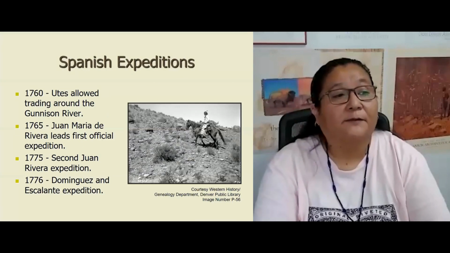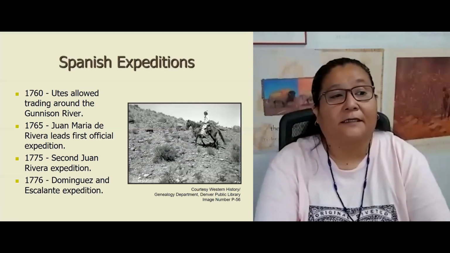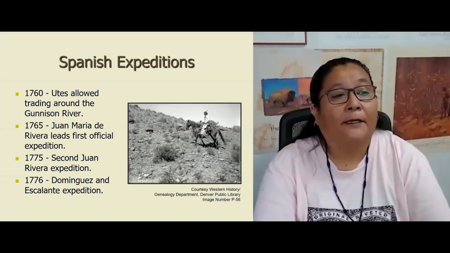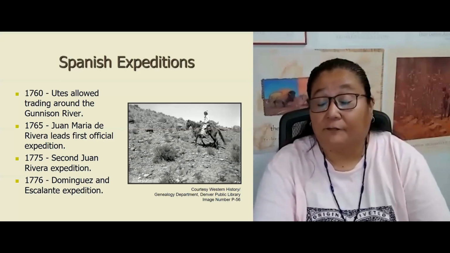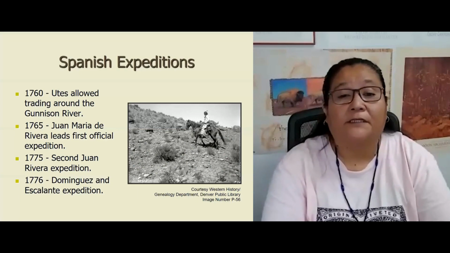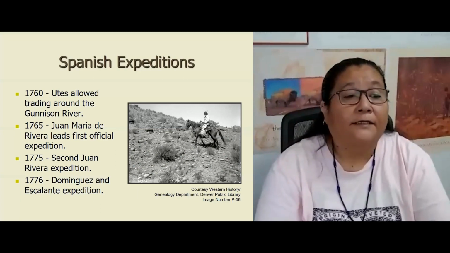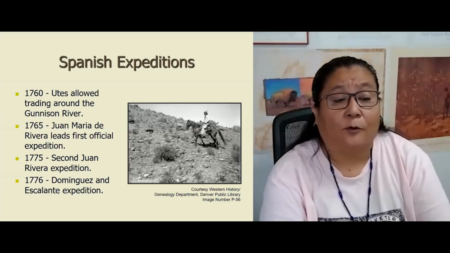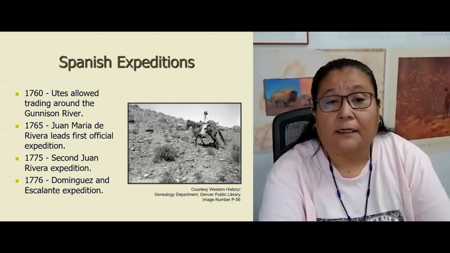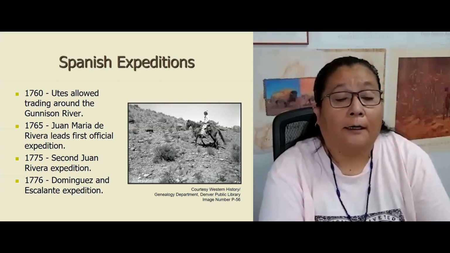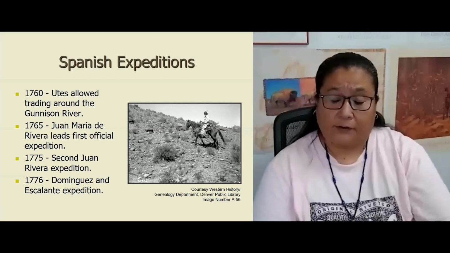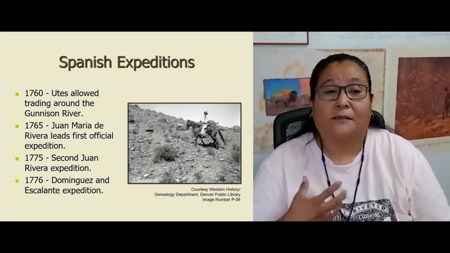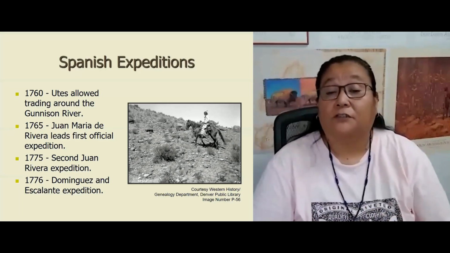So Spanish expeditions, 1760, Utes are letting trade happening, coming in. 1765, Juan Rivera is coming up into this area. He's been here. He was in the area a couple of times. And so when Dominguez and Escalante were ready to go up into Ute territory, they talked to Juan Rivera and asked about which Ute people they should talk to.